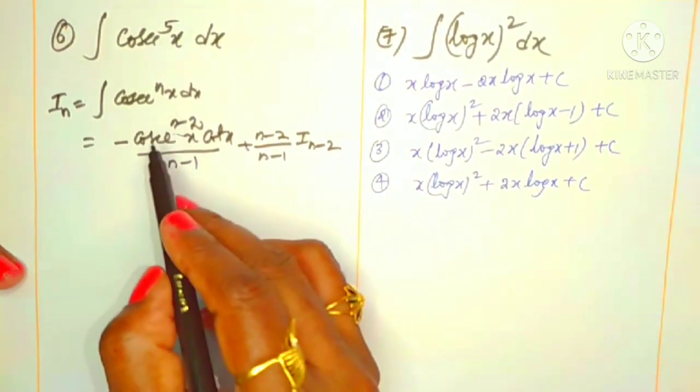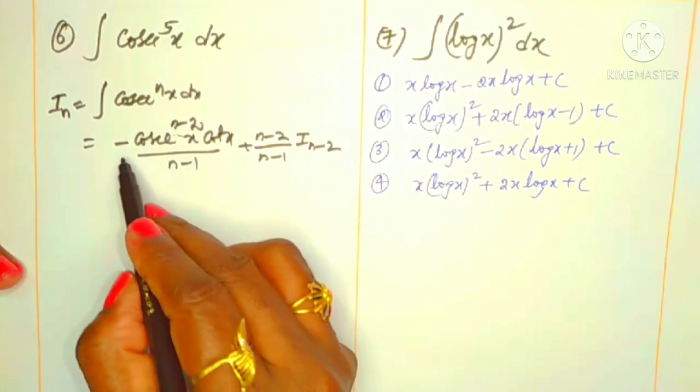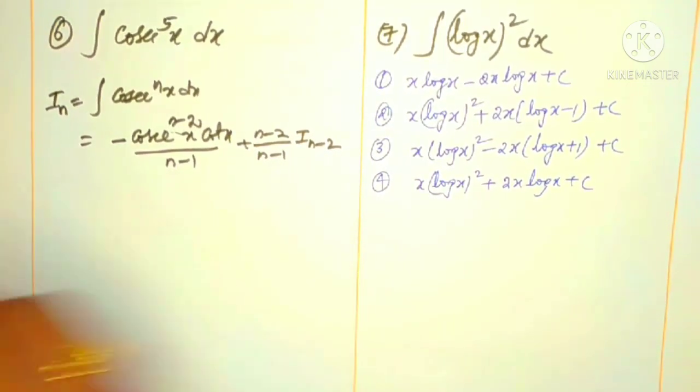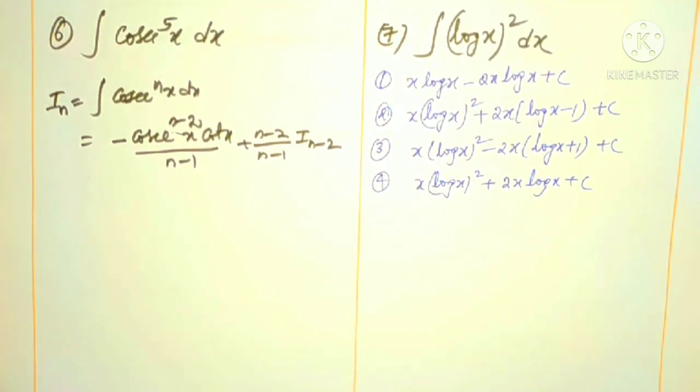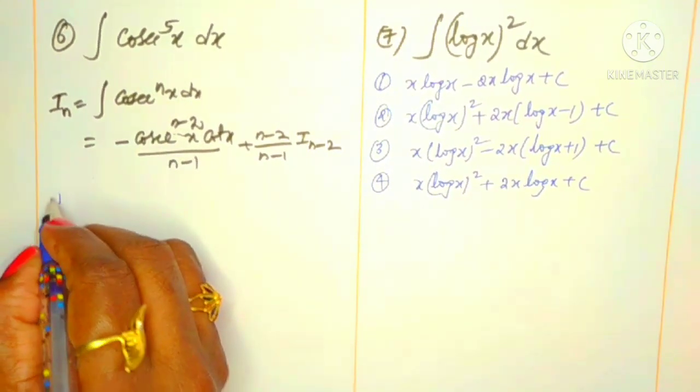In case of sec, what will come? Secant and tan with the same terms, but here negative and there positive. That is the only difference. You have to remember the reduction formulas, even in the easy way. Now this is cosecant power 5 x, so we need I5.